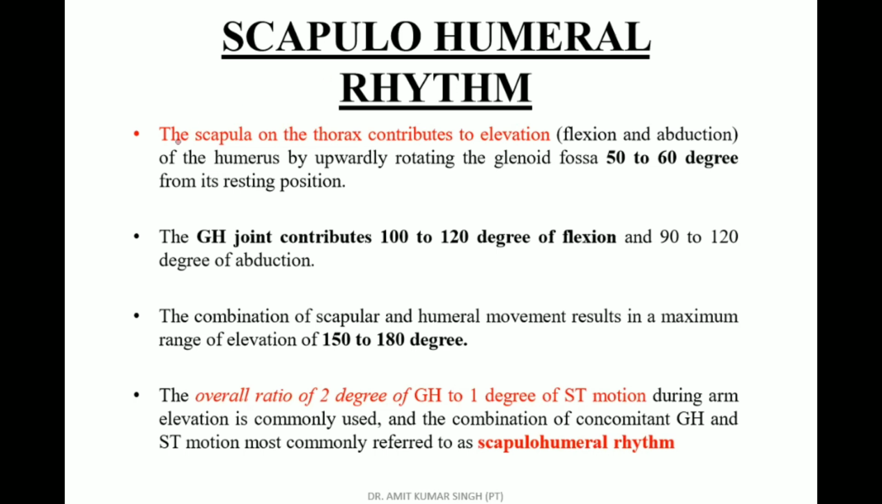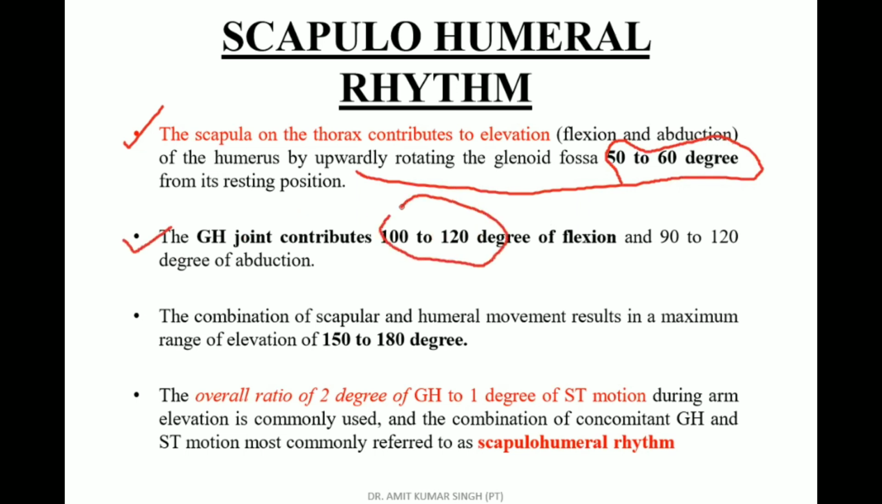Now we can see here in the first sentence, the scapula on thorax contributes to elevation of the humerus by upward rotating the glenoid fossa by 50 to 60 degrees from its resting position. Similarly, the glenohumeral joint contributes 100 to 120 degrees of flexion, and the combination of these two contributions reaches a maximum range of 150 to 180 degrees.